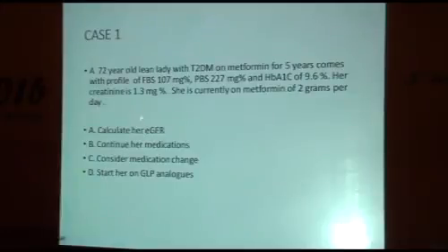What will you consider? You will try to calculate her eGFR. You will continue her medications. You will consider a medication change. You will start her on GLP analogs. Multiple answers can be right, so you can choose. So what will you do? A and C. Fine.